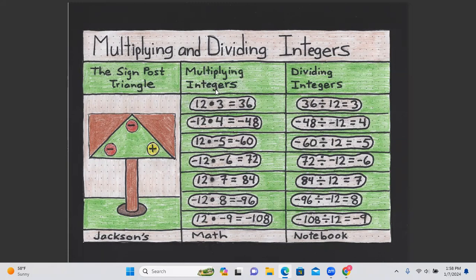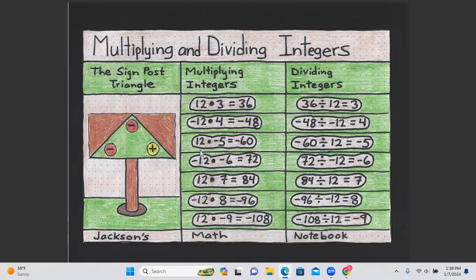And so let's say that you're getting ready to take a test, but you are so nervous that you forgot the rules on how to multiply positive and negative integers. Okay, but there is a saving grace to this. Just draw the signpost triangle. The signpost triangle will help you solve these types of problems.